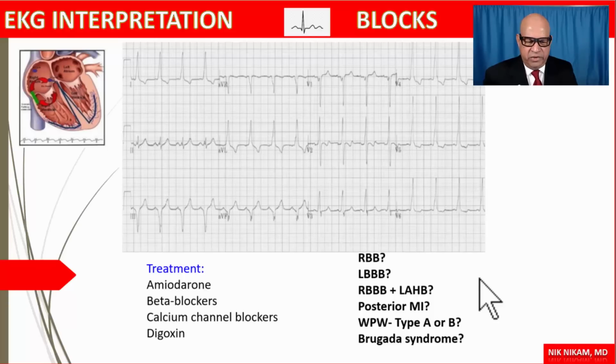There's one more tracing which I want to touch upon, and that is the short PR interval, which is seen in patients with LGL syndrome. Basically, we have a short PR interval where the rest of the electrocardiogram looks pretty much normal. So let's move on to the next slide.